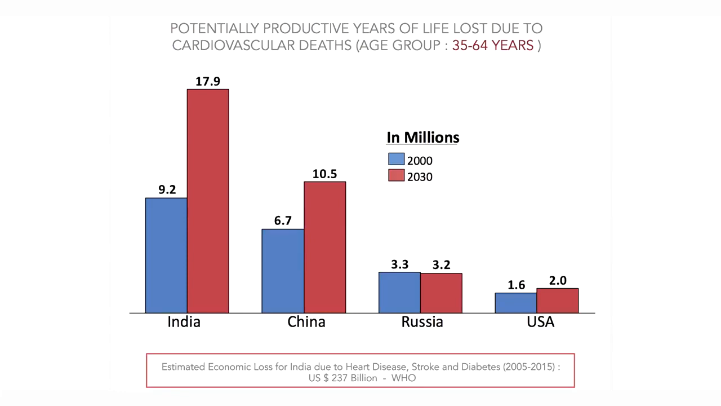And if the epidemic proceeds as projected, we will lose close to about 18 million potentially productive years of life in year 2030. This is 570% more than what the United States lost in year 2000, and will be 900% more than what the US will lose in that age band in terms of potential productive years by 2030. So developing countries cannot afford this hemorrhaging of human resources in midlife.